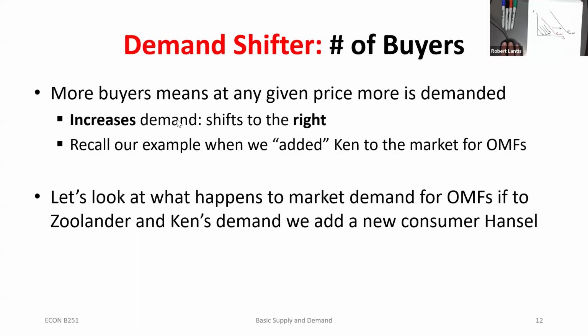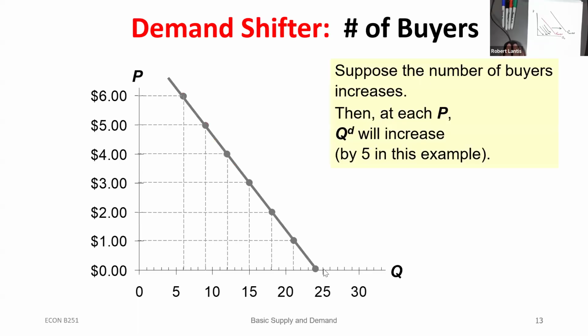So when it comes to the number of buyers, we can think about this: as I add more people to this market, I'm going to see it shift to the right. If I had fewer people, it would shift to the left. Here I've added a third person, Hansel. Market demand was whatever it was before. Now at every point, I have not only Ken and Zoolander's demand, but I also have to add in Hansel's. And so there I've got this increase, or rightward shift, in demand. Okay. So that one I think shouldn't be too bad.